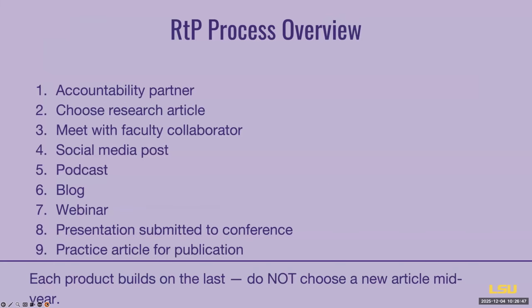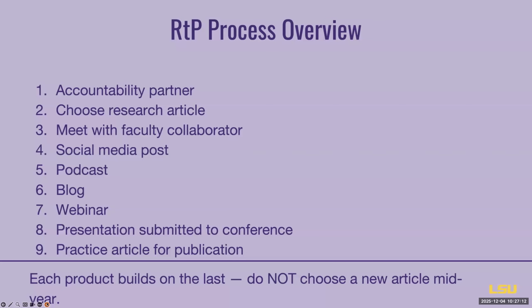Here's the year-long process. You'll begin by selecting a peer accountability partner, someone who will go through this journey with you. This process works best when you find another doctoral student who is equally invested in growth, consistency, and high-quality work. Next, you will select one research article. This is the article you will use all year.